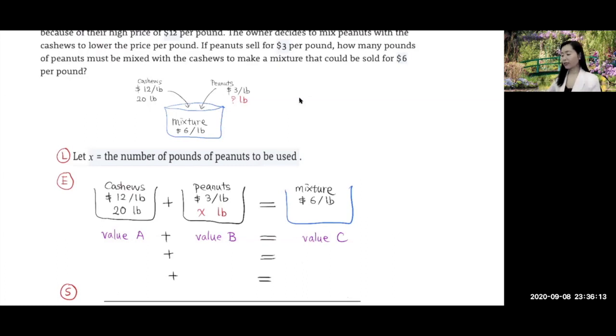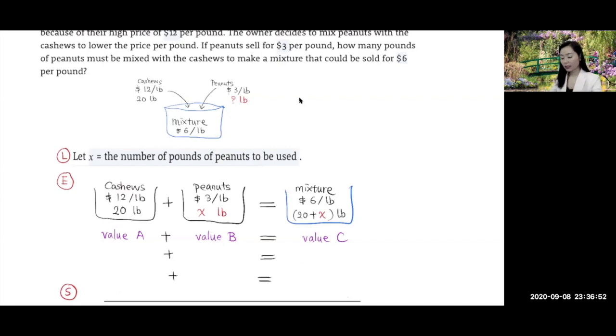So you mix them together. You have 20 pounds mixed with X pounds, and they all go inside this container. So for the mixture over here, it will be 20 pounds plus X pounds, because the 20 pounds adding X pounds will give you the number of pounds over here. So the amount of mixture here is 20 plus X pounds.